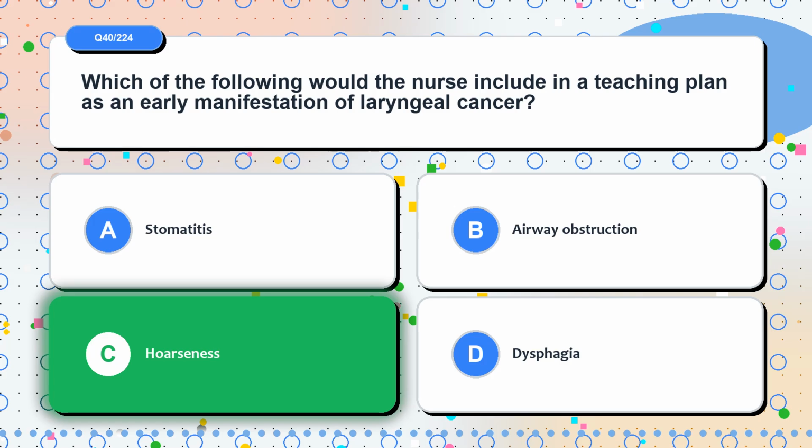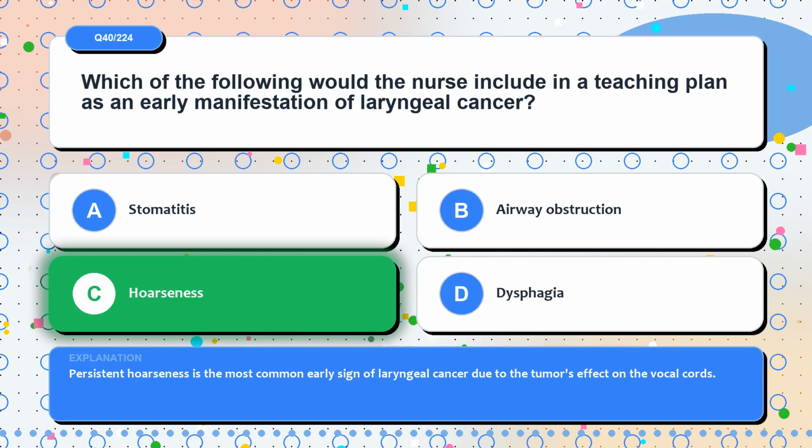The correct answer is option C. Hoarseness. Persistent hoarseness is the most common early sign of laryngeal cancer due to the tumor's effect on the vocal cords.